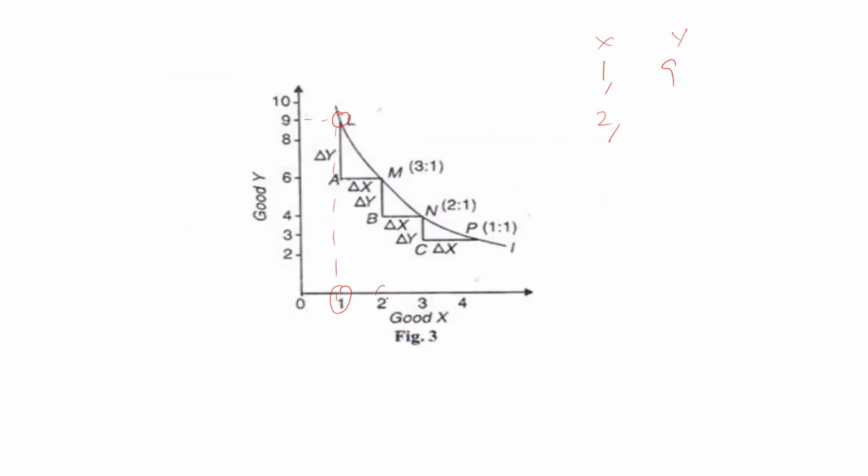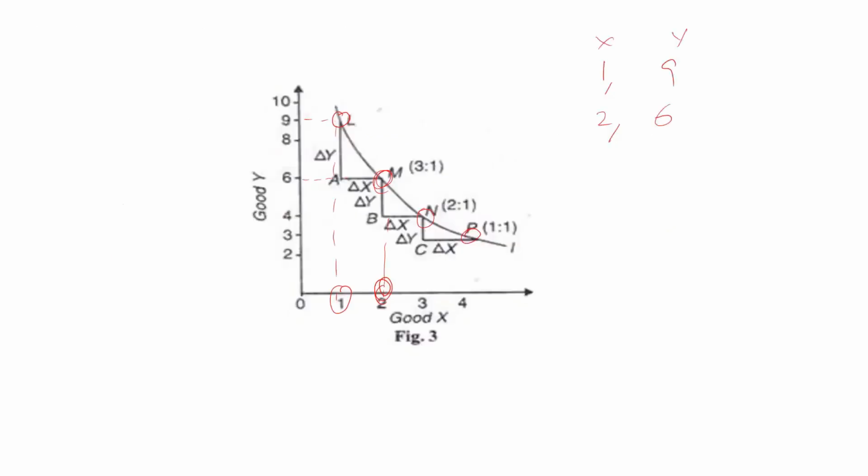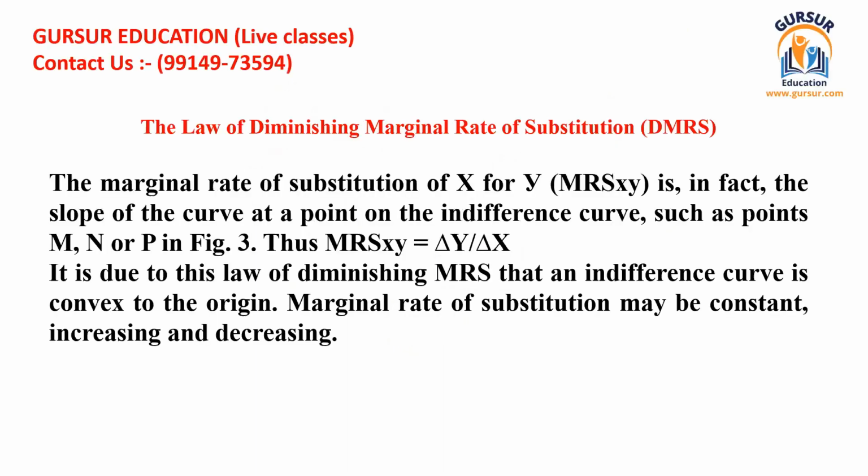When the consumption is 2 units for x, the consumption of y is 6 units. You can see here clearly, and this is combination M. Here the consumer is consuming 6, and the same is the case for the next combinations as well. So this is known as the law of diminishing marginal rate of substitution. It just tells you that for obtaining additional units of a commodity, you have to give up some units of the second commodity. So this is known as marginal rate of substitution.